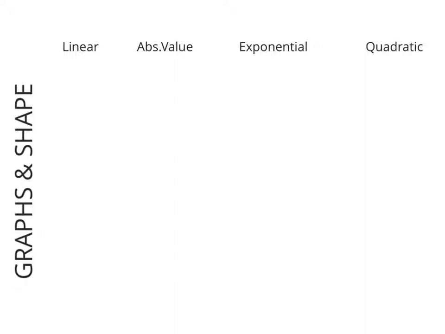All right, so because this is a review, I'm going to go pretty quickly through each of these. So the first one, graphs and shapes. So remember, linear is going to be a straight line. Absolute value, we remember that the V reminds us it's going to be a V shape, and it could be opening up or down, but it is a V shape with this point on the end called the vertex.